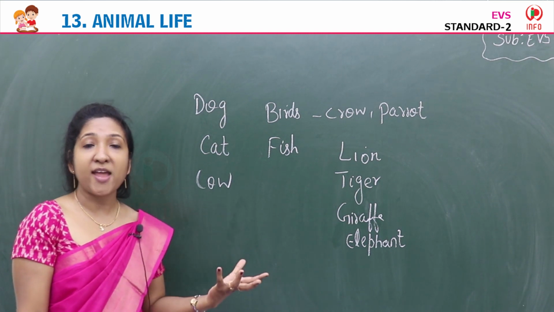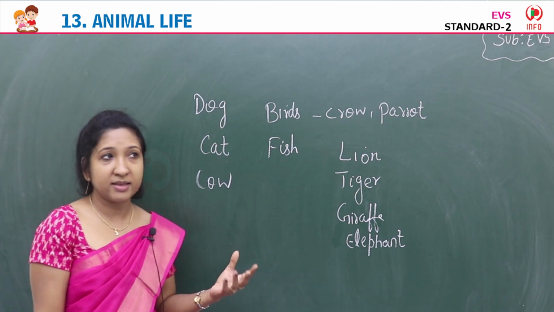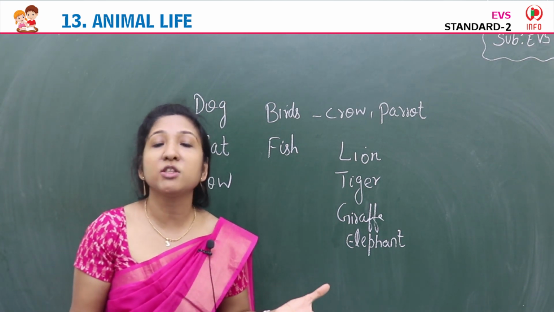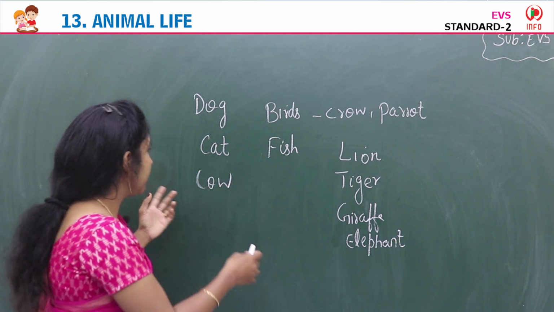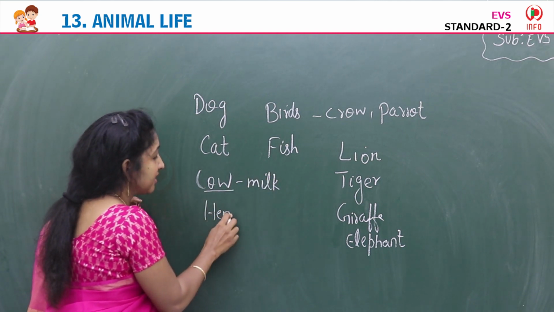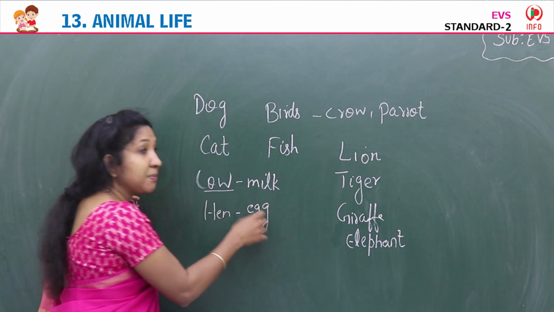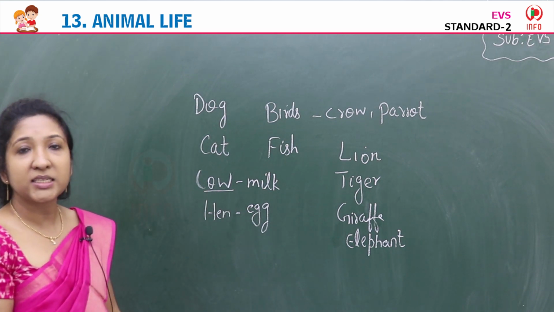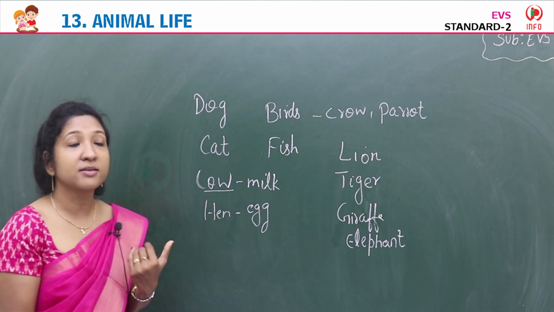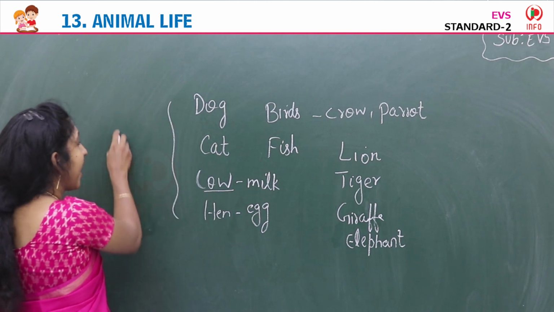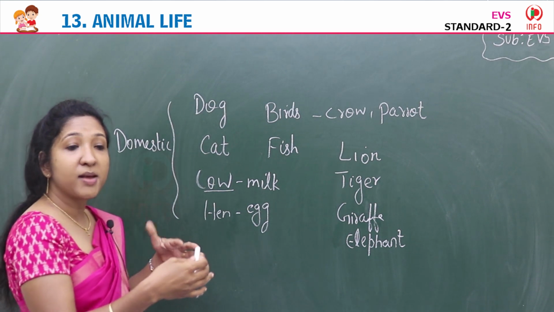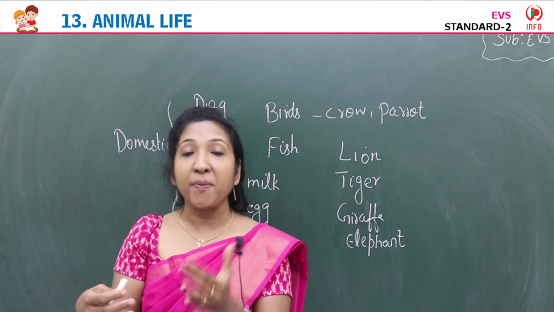So different types of animals are there around us. Some animals are so useful to us. Like cow gives us milk, then hen, it gives us egg. We eat the meat of hen also, isn't it? So they are useful animals. Some animals are so useful to us, so they are called domestic animals, isn't it? Domestic animals.